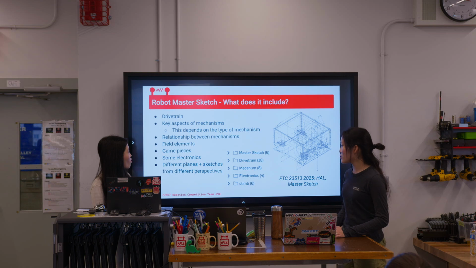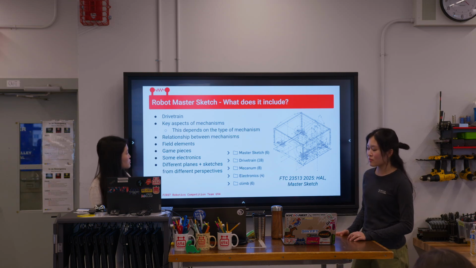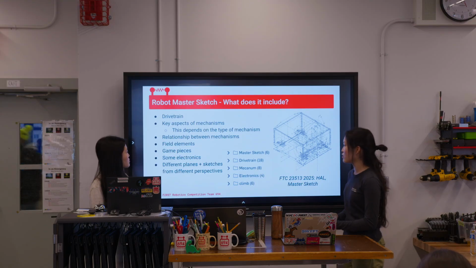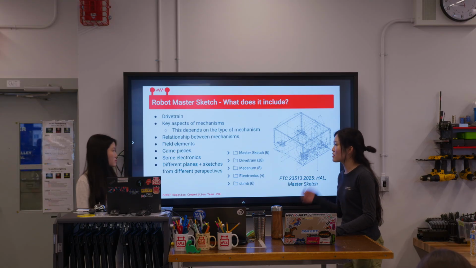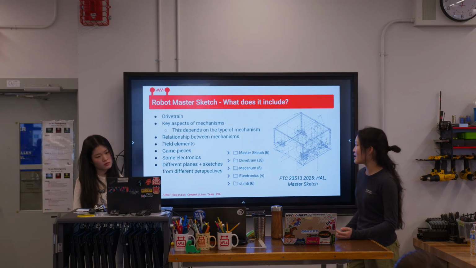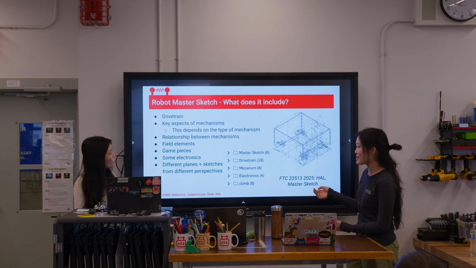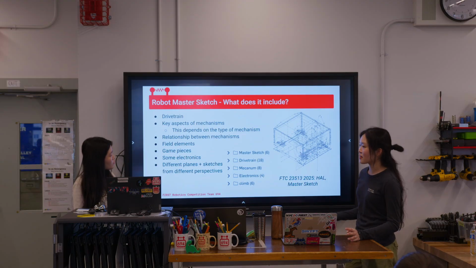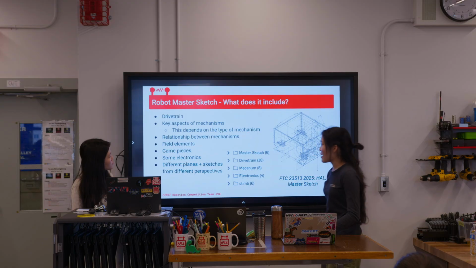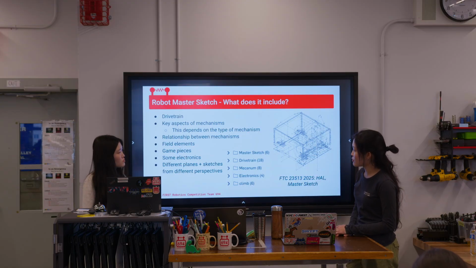So I'm not going to go into specifics of how to master sketch an elevator, but I'm just going to give a few examples and key components that do get included in a robot master sketch. Obviously the first thing that you always include for FRC and FTC is a drivetrain, which is why that's the only thing that's labeled, because the rest totally depends on the game. So like I mentioned, it depends on the type of mechanisms you have. So moving on.